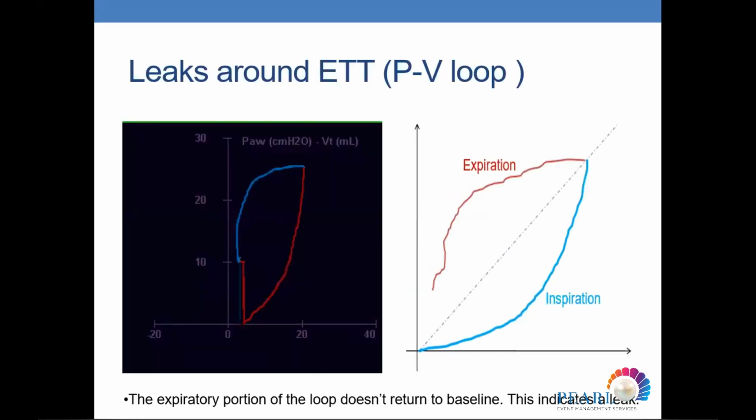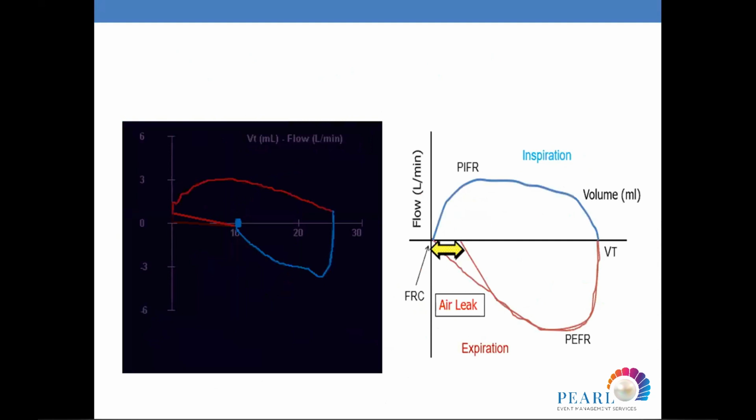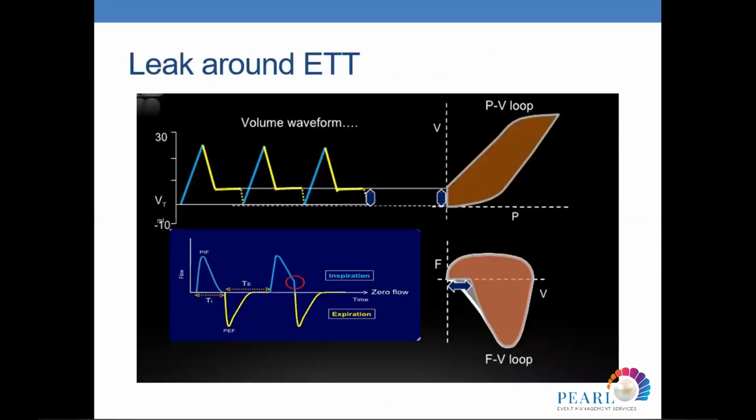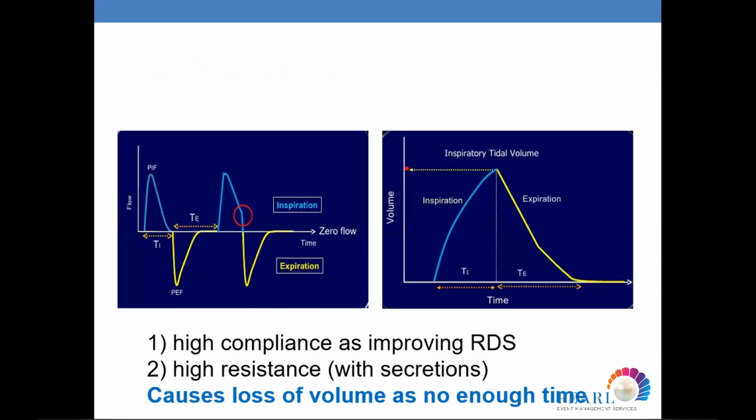Again, with a leak, it should reach zero. If it is not reaching zero, cutting like this, then this is a leak. Also here, it should reach zero. If there is a gap here, this is a leak. This is how it looks in different loops, this is just a summary. So if you are not reaching zero here, with shouldering and the loops looking like this, this is a leak around the ET tube.